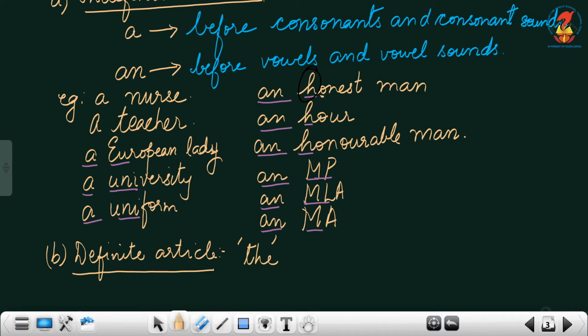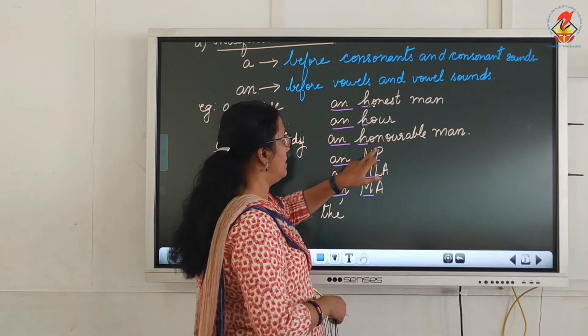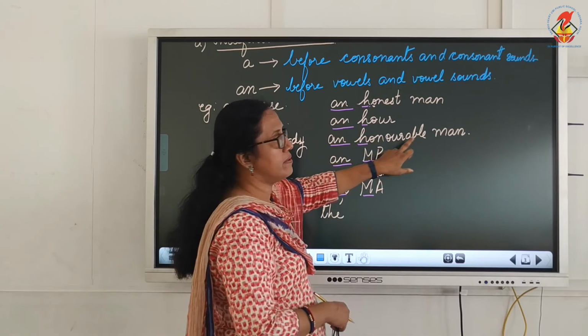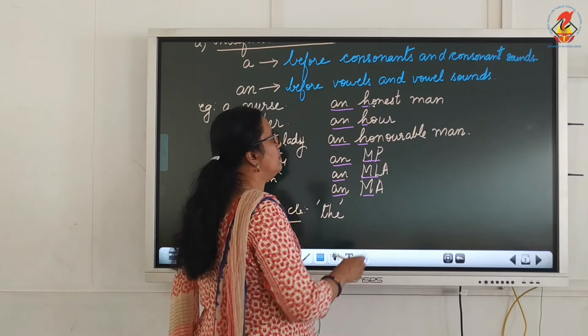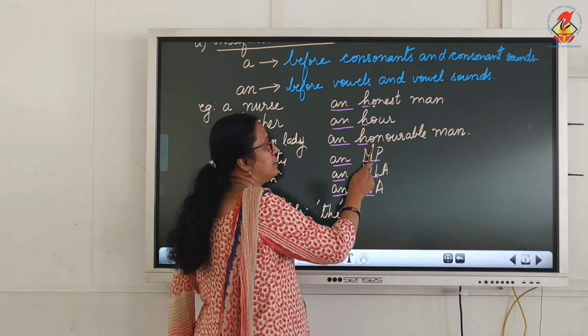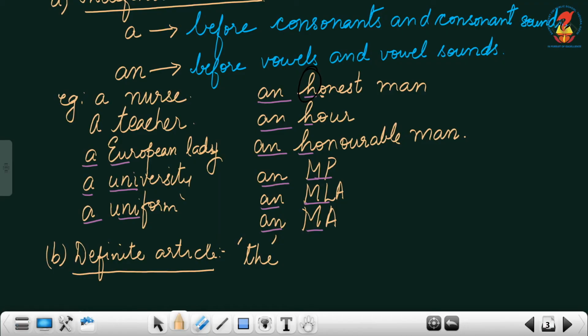So, the same thing goes for the next one. An hour. You don't say "hour" with an H sound, do you? No. Whenever we speak the word, H is silent, and so when we speak out the word, we say "our", isn't it? So, the sound of O is coming. So, we say an hour. Then, an honorable man. We don't say it with an H, because H is silent here, and your pronunciation starts from the O sound. Now, the next ones.